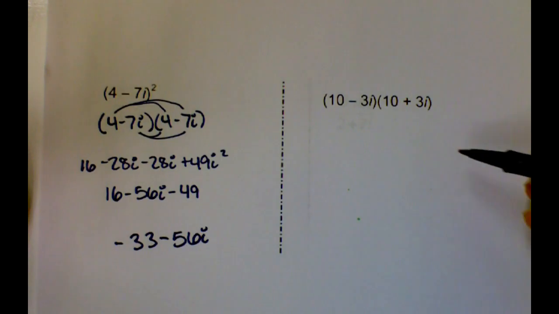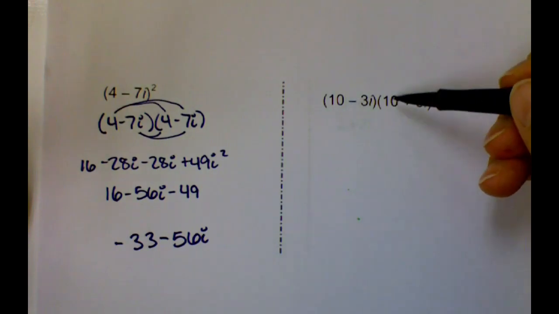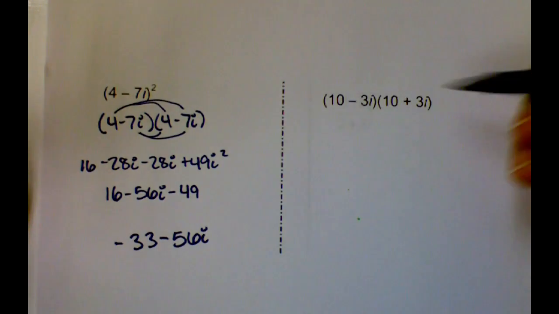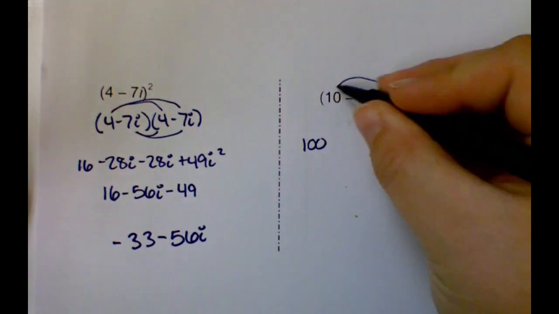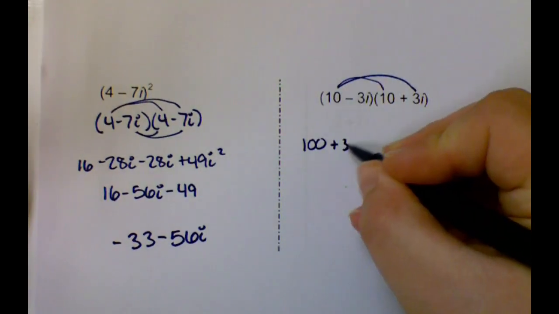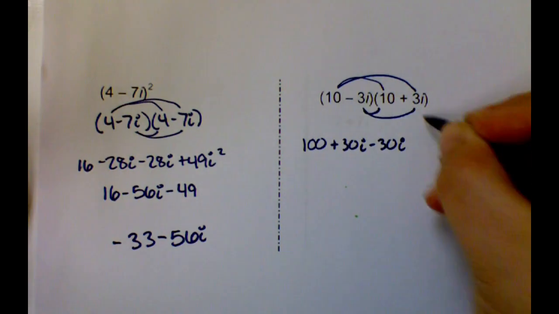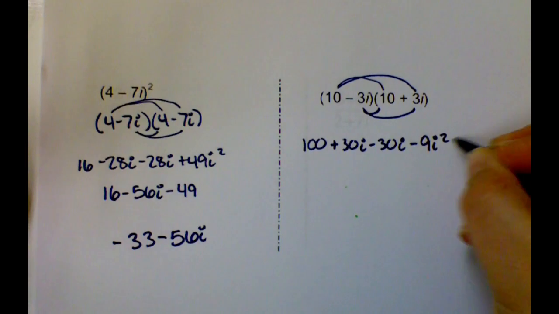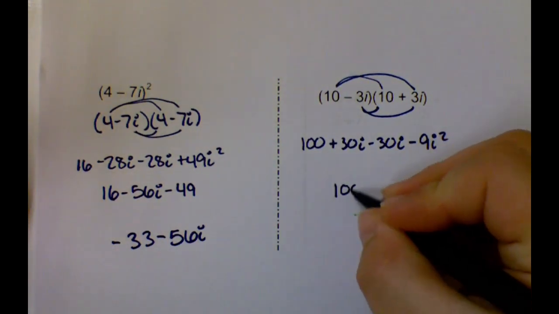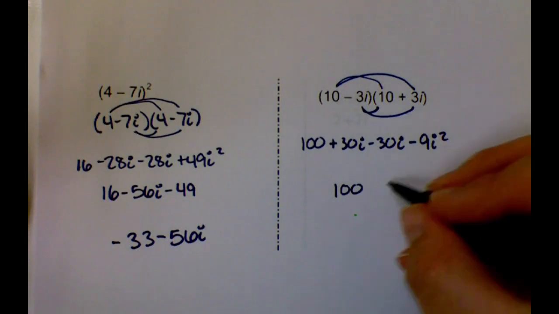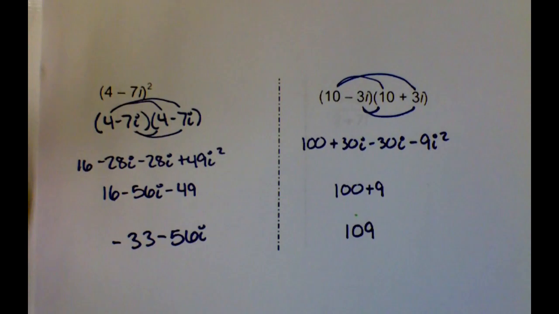Let's multiply these two. These are what are called complex conjugates. They have the same real part, the same imaginary part. One's a plus, one's a minus. 10 times 10 is 100, plus 30i, minus 30i, minus 9i squared. Notice here, my plus 30i and my minus 30i cancel. My minus 9i squared becomes a plus 9, and I just get 109.